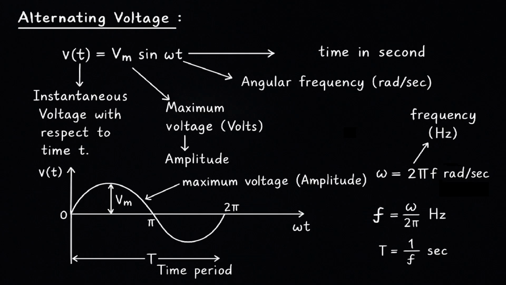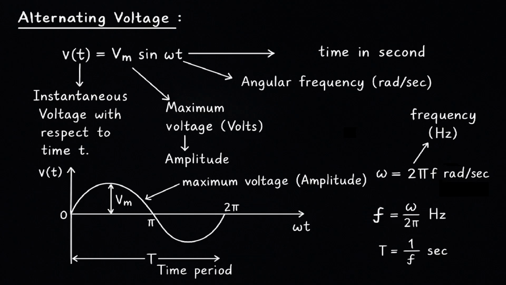Now, how can we possibly describe something that's always changing? With this elegant little equation right here. This is the recipe, the master blueprint for alternating voltage. At first glance, it might look like something from a complex math textbook, but let's treat it like a sentence and break it down, word by word.